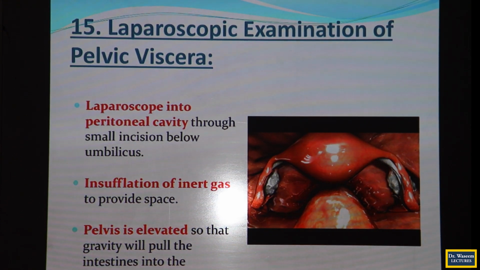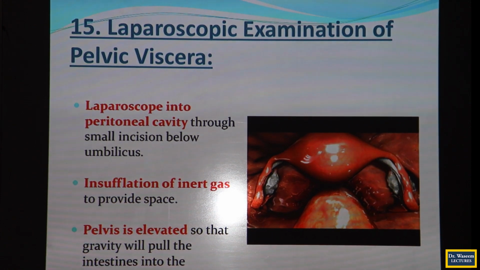inert gas into the abdomen to give more free space, and then the pelvis is elevated, so the abdominal viscera, you see sigmoid colon, other things, can shift themselves into the abdomen, so that we have enough space to operate within the pelvis.